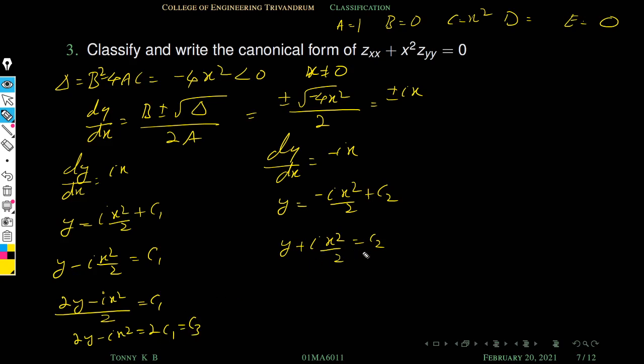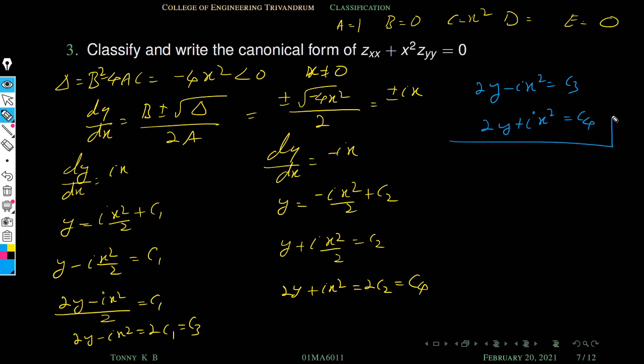Similarly, by taking LCM and cross multiplying, this gives 2y plus ix square is equal to some 2c2, and we can take 2c2 as another arbitrary constant, that is c4. Now we have two characteristics of this form. One is 2y minus ix square equal to some constant, and the other is 2y plus ix square equal to some other constant. These are the two characteristics corresponding to this given PDE. These are the two complex characteristics.